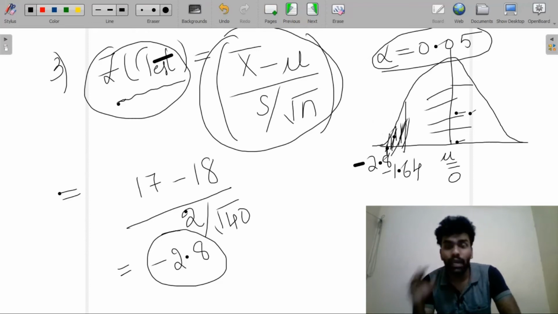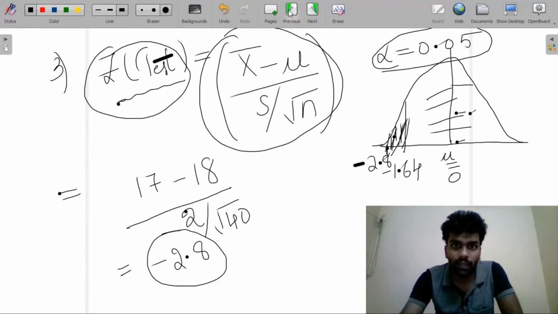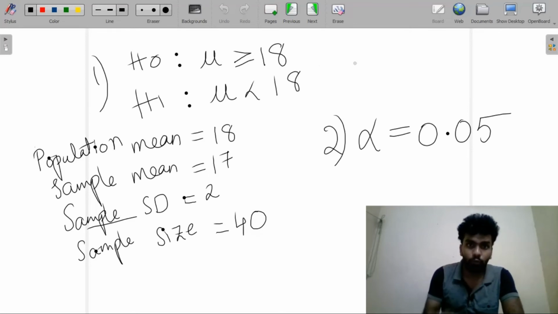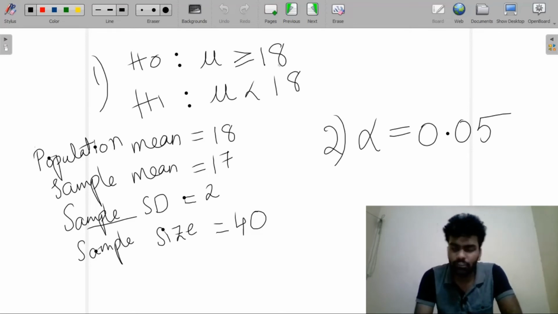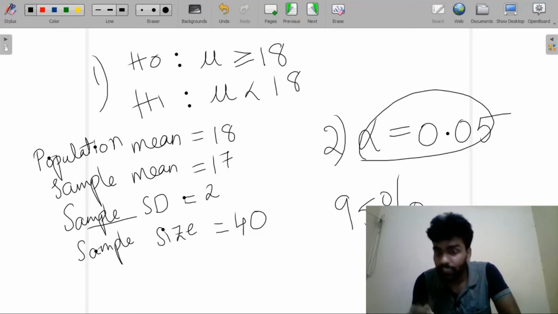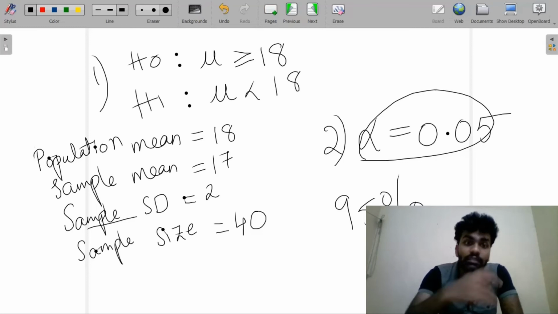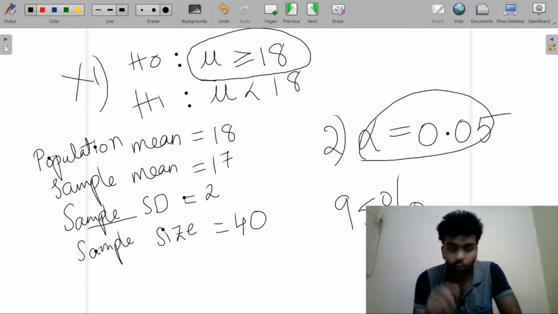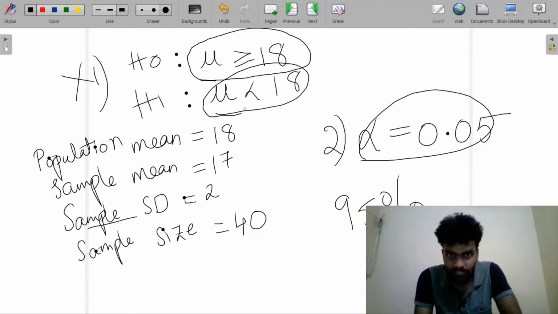So we will reject the null hypothesis. What's the null hypothesis? The null hypothesis is mu is greater than or equal to 18. That is what the company specified: that the mean average battery life is greater than or equal to 18. Since alpha is equal to 0.05, we can say that with 95% confidence, we can reject the null hypothesis. We can say that this statement is wrong: mu is not greater than or equal to 18, mu is less than 18. So we can take this, right?